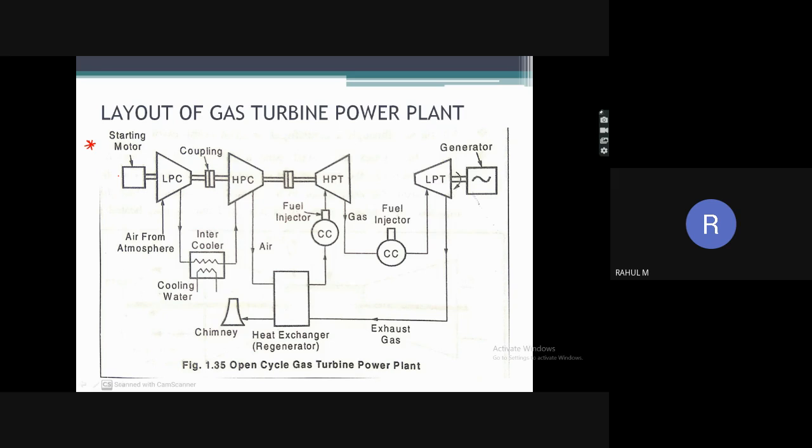And what happens when you add an intercooler? How to increase efficiency by adding an intercooler? All those things you might have already learned. So just make a note of this. Go to the discussion after that.